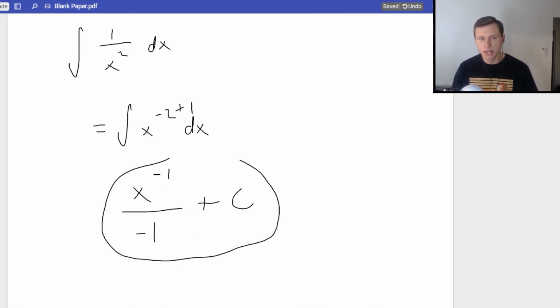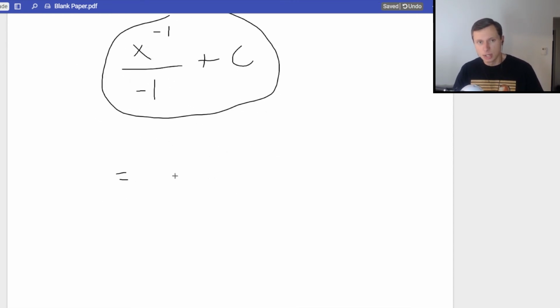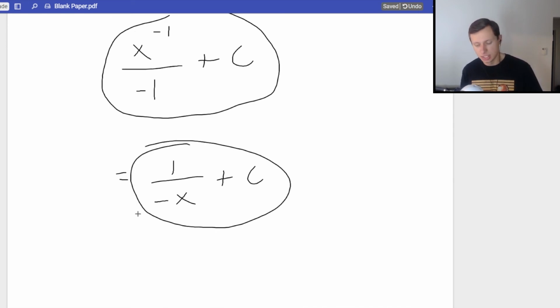You can keep this as your final answer. If I was your professor, I would accept this. I would also accept 1 over negative x plus c. And why would I write it like this? Well, because x to the negative first power is just 1 over x. Okay? So this is acceptable to write as well. Any questions so far? Okay, great.